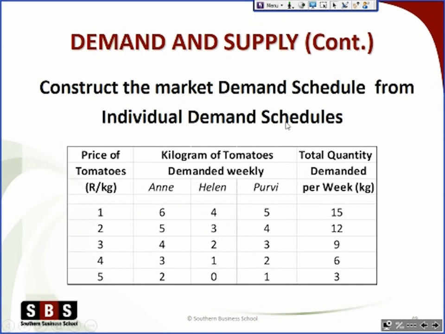Once again, I'm not going to give you a table like this and expect you to draw a demand curve for me. I want to see if you understand what the demand curve is and what it looks like and what quantities and prices you can determine from that. So this is just to show you how the demand curve comes about. There are different people, Anne, Helen, Purvey, 3 different people who have different demands, and then the total demand curve or the market demand curve is derived from what everybody wants, against the price of the market.